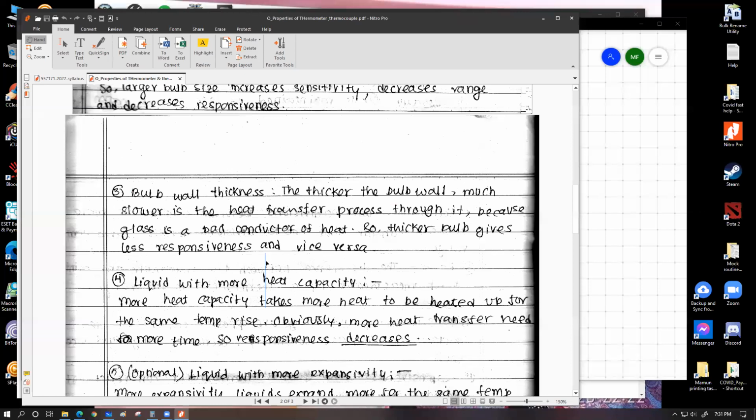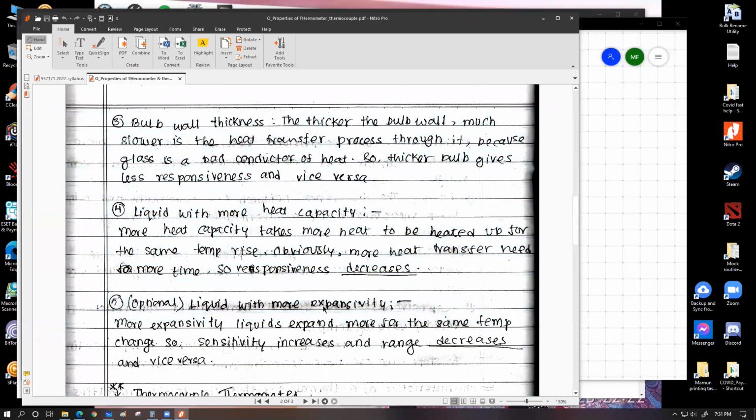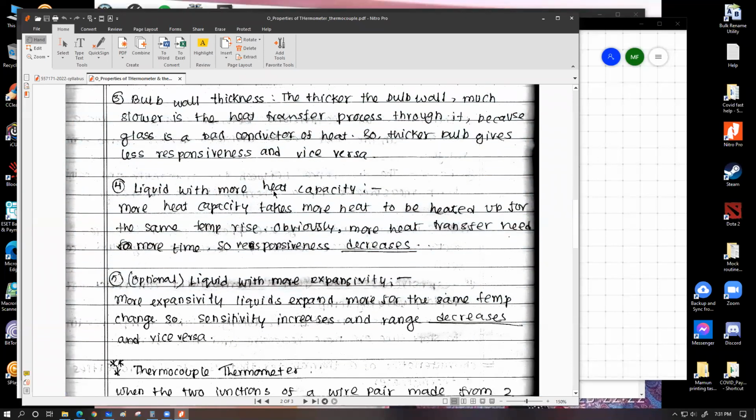Number 4, liquid with more heat capacity. The thing is, we haven't yet read the term heat capacity. So I'm going to keep this variable right here and not go into the discussion of this one. I'm going to pick up this property later, whenever we have discussed heat capacity, which is the next chapter. So for the time being, I'm holding off the explanation of number 4. Number 5 is liquid with more expansivity.